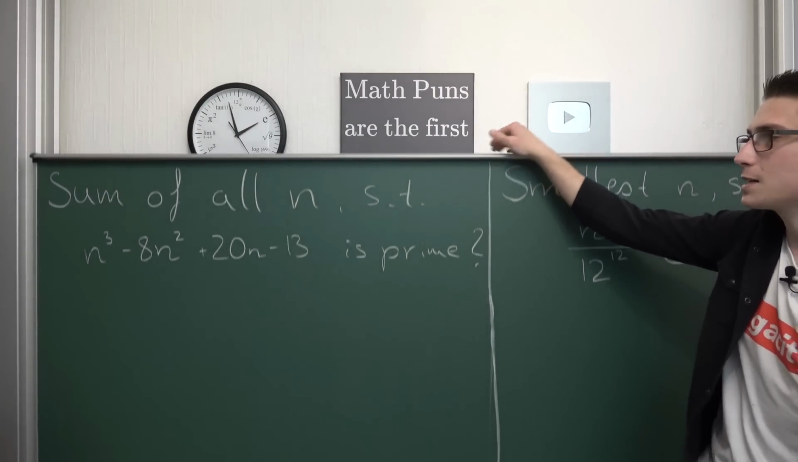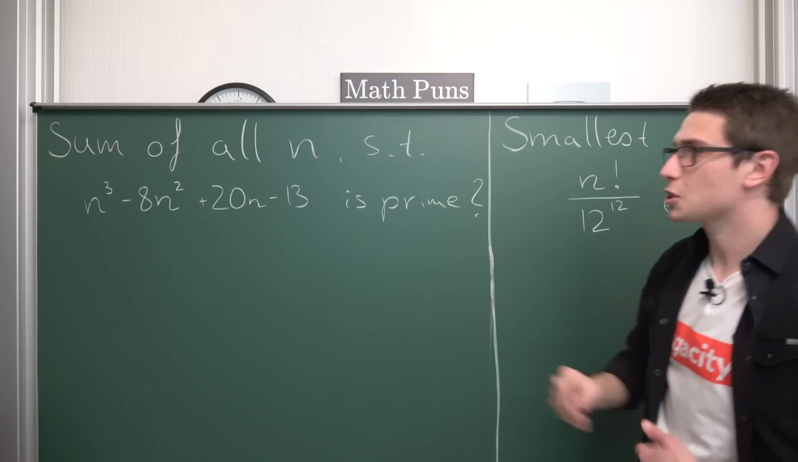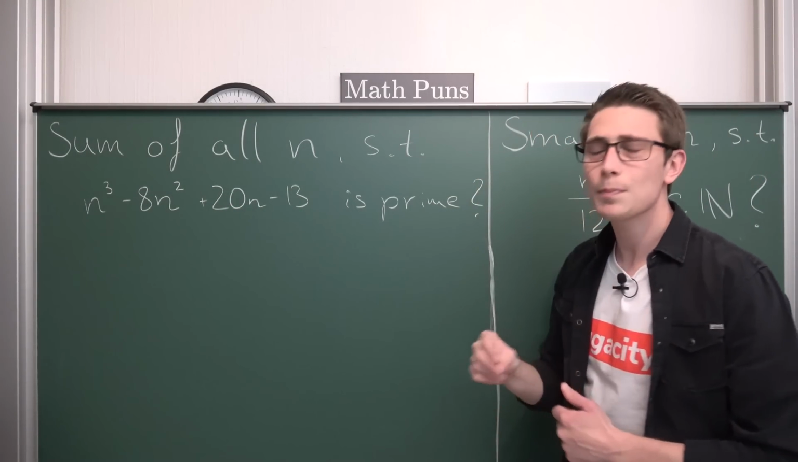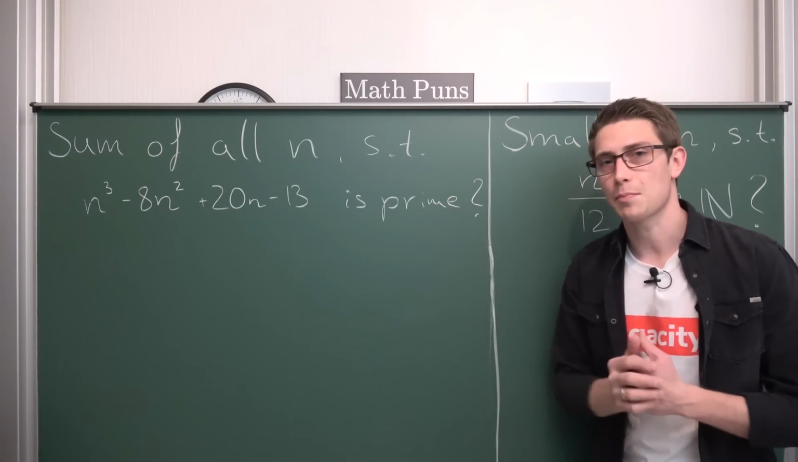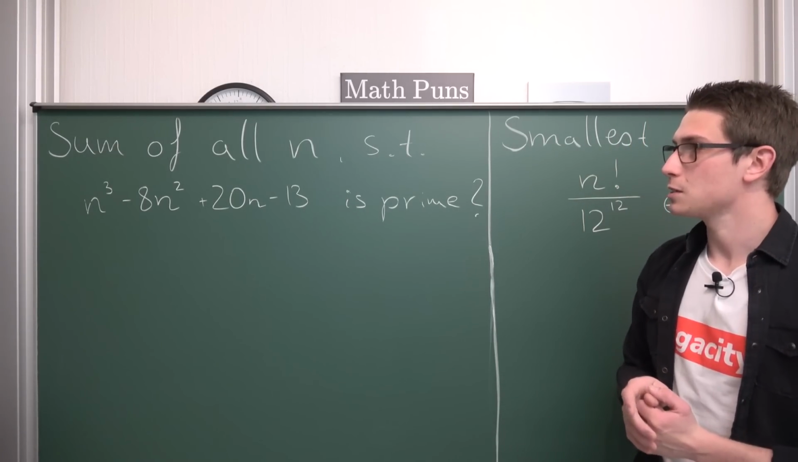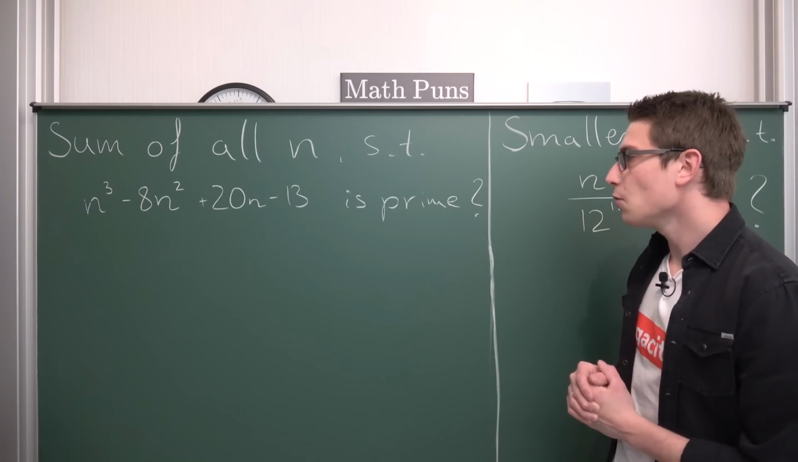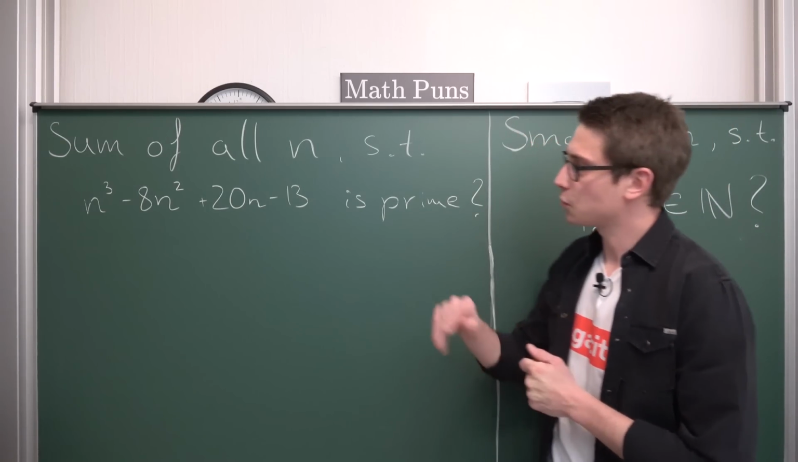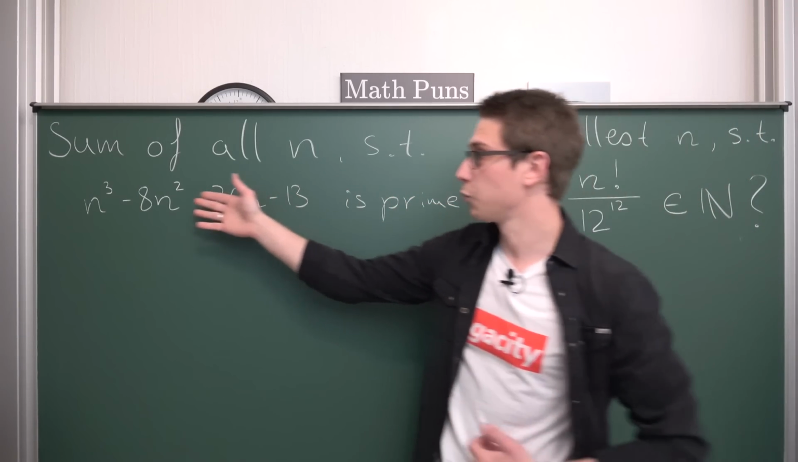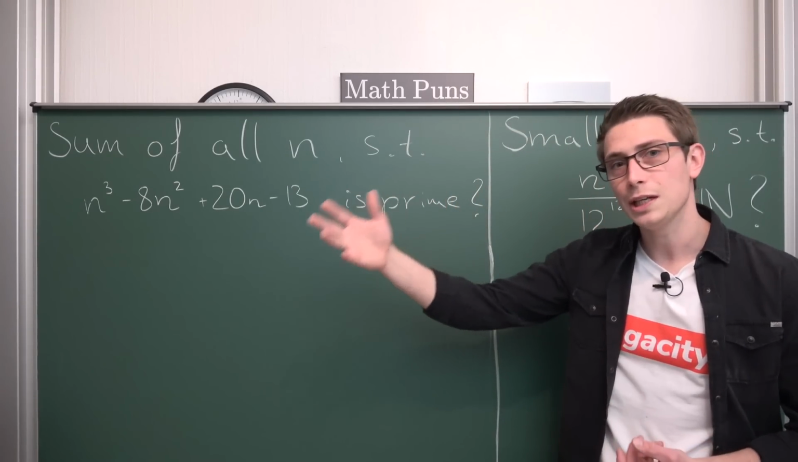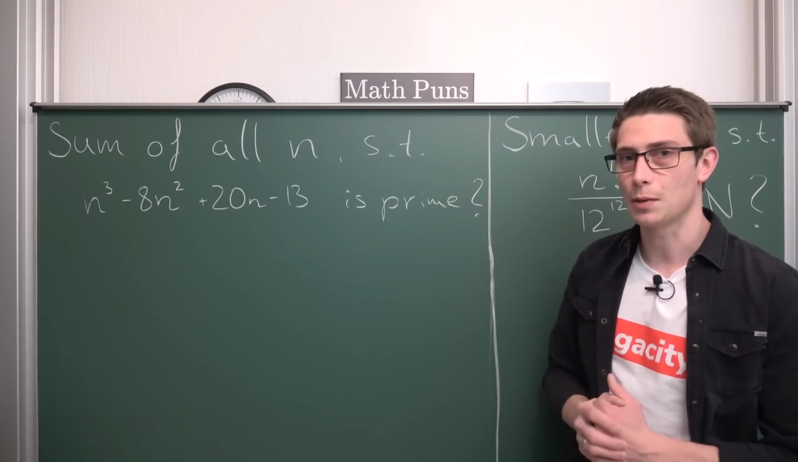And the first one is asking for the sum of all n such that n to the 3rd power minus 8n squared plus 20n minus 13 is a prime number. And this one right here is a nice little Diophantine equation that we are going to solve. And at first, let's remember what it means for a number to be prime, or just for a Diophantine equation to yield some kind of prime result.